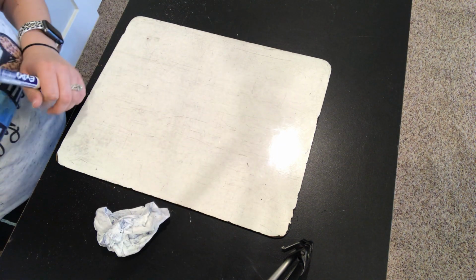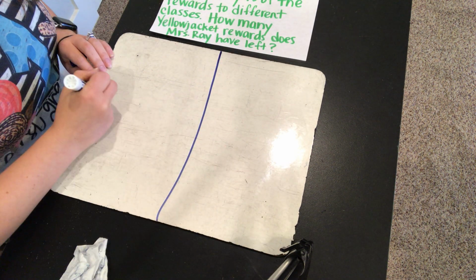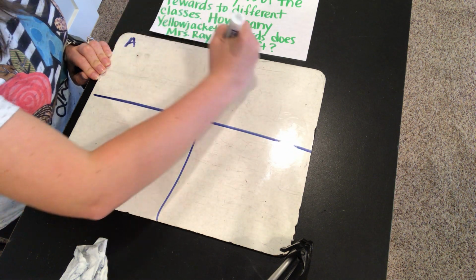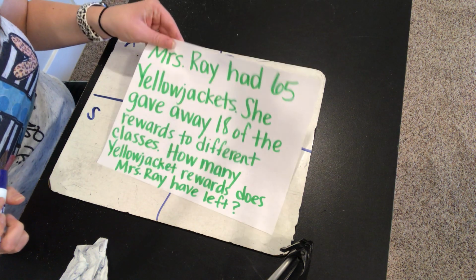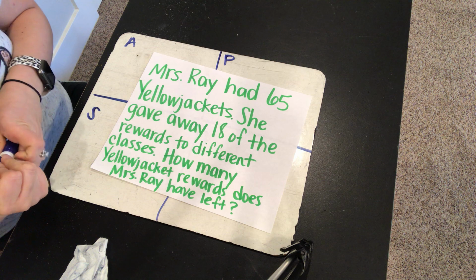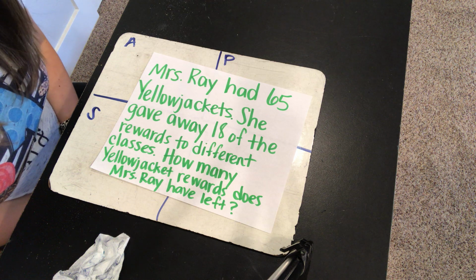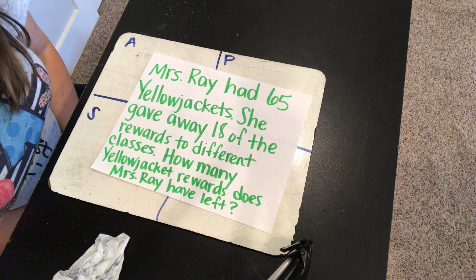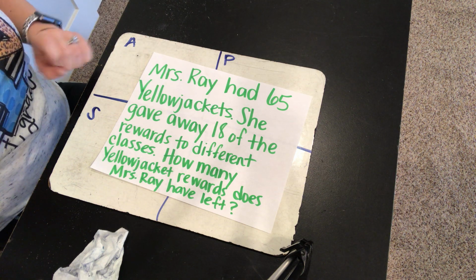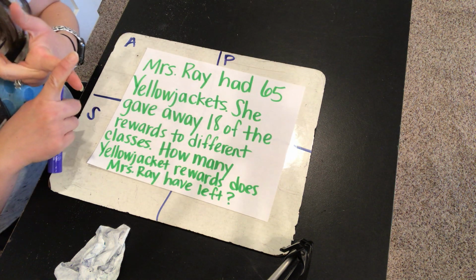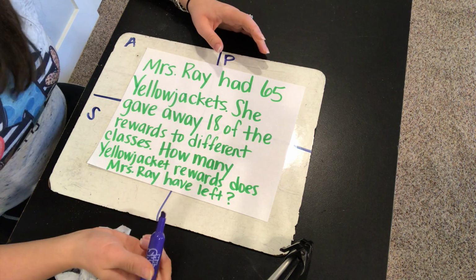Okay, let's look at our word problem today, and we're going to use APS check with it. All right, here's the problem. Mrs. Ray had 65 yellow jackets. She gave away 18 of the rewards to different classes. How many yellow jacket rewards does Mrs. Ray have left? Okay, let's analyze first. So when we analyze, we are going to look at the problem, look for the question and the important numbers and maybe some important words that help us to figure out exactly what we need to do.